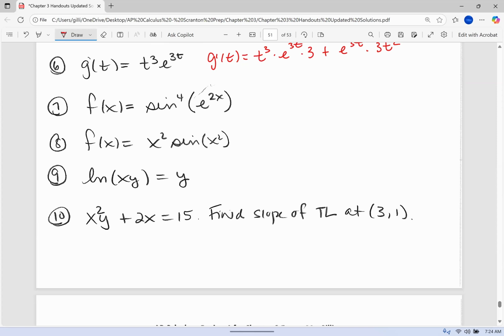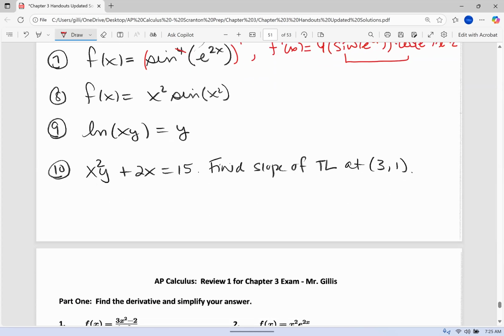In number 7, I'm just going to take this to the outside. So f prime of x equals 4, parentheses, sine of e to the 2x, to the 3rd. So I drop down the power, repeat the inside, decrease the power by 1, and then times it by the derivative of the inside. And the derivative of sine is cosine. Repeat the inside, and then times it by the derivative of the inside again.